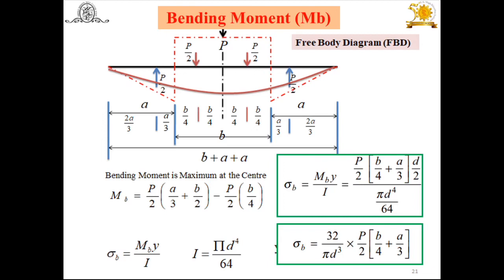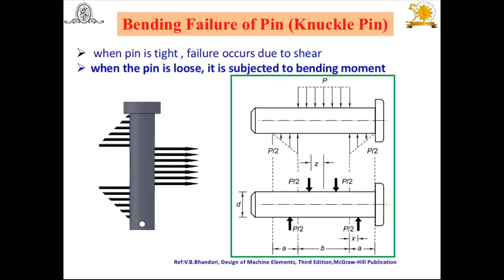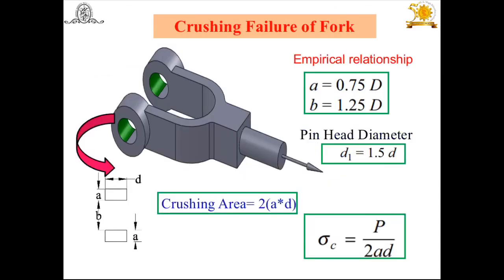This is one thing. Second, another approach you can use: find the pin diameter using the shear failure, substitute in this equation, find the bending stress induced and check that this bending stress is less than the permissible. This is also correct, no problem. That means by considering the failure of the pin against shear as well as bending, you will get the pin diameter, and then we can easily find the pin head diameter using the empirical relation I have mentioned, 1.5 into small d, the pin diameter, to get d1.